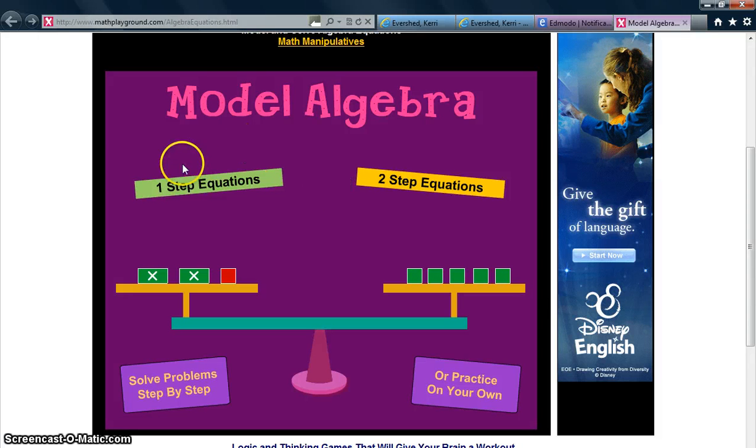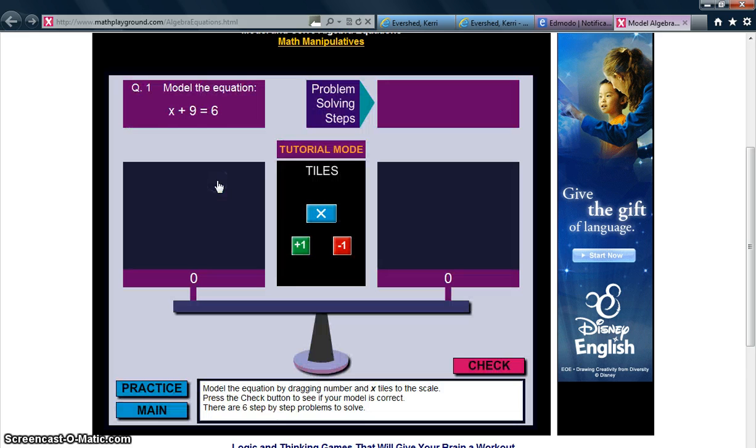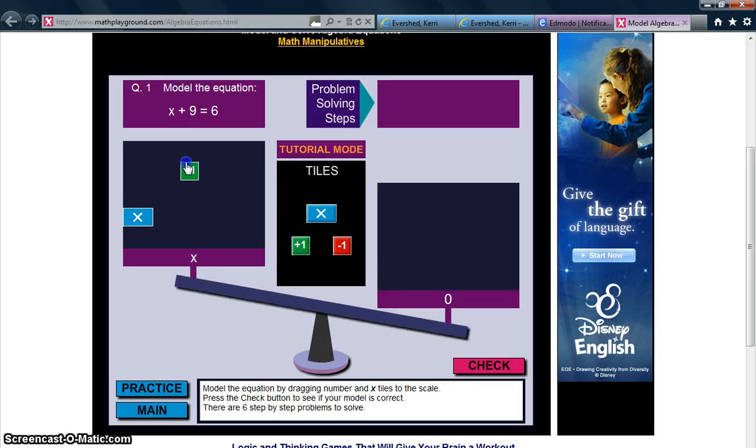Okay, so for tonight's homework, you're going to go to one-step equations. You can try two-step later. And you have to build the equation that's up here in the top left-hand corner. So you have your scale that we're going to have to keep balanced, and we're going to use the tiles in the middle to create x plus 9.